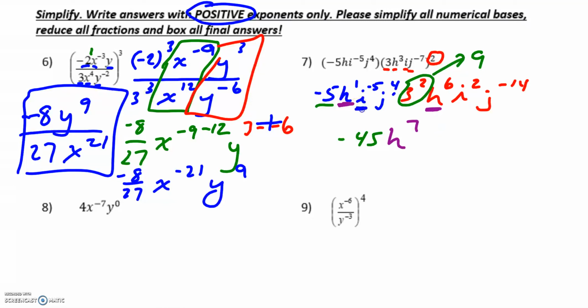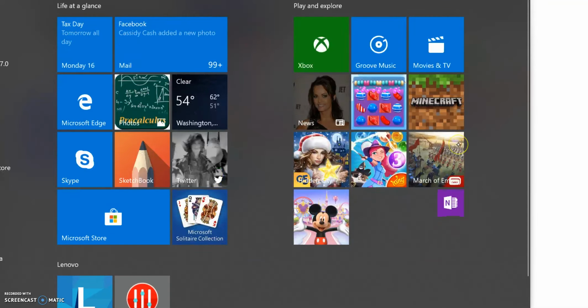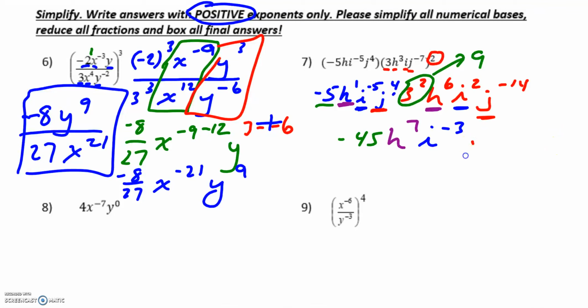If I look at i to the negative 5th and i to the 2nd, if I add negative 5 plus 2, I get negative 3. Then if I look at j to the 4th and j to the negative 14th, 4 plus negative 14 is negative 10.